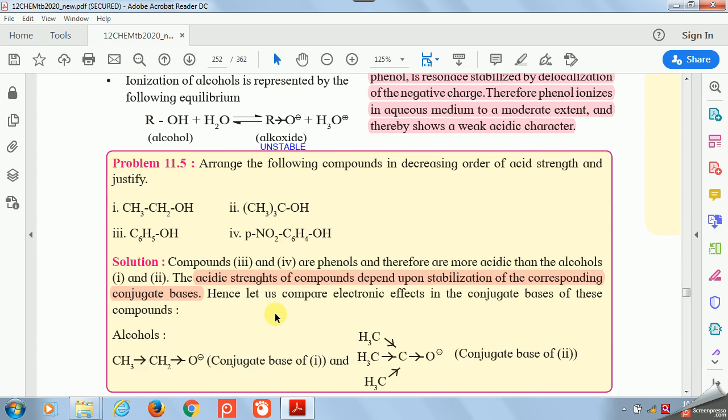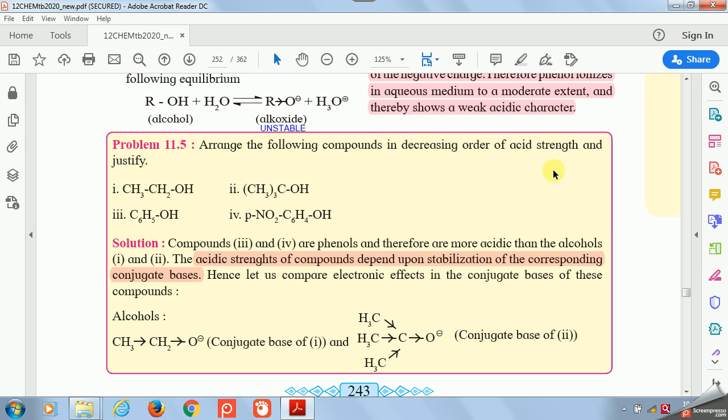So if you observe this question: arrange the following compounds in the decreasing order of acidic strength and justify your answer. So there are 4 compounds: ethyl alcohol, tertiary butyl alcohol, phenol, and para-nitrophenol. You have to arrange these compounds in their decreasing order of acid strength. First we'll check only the first 2 because they are alcohols.